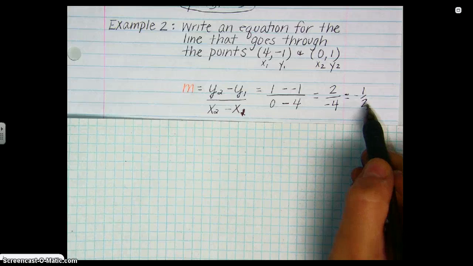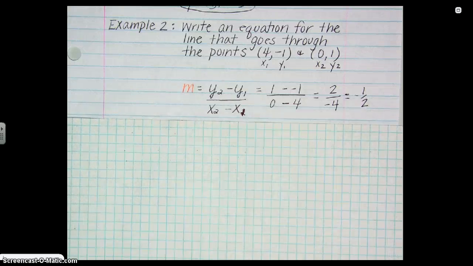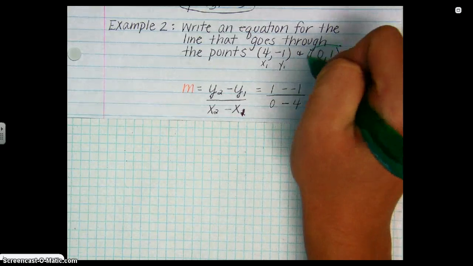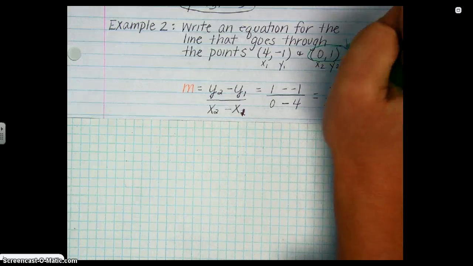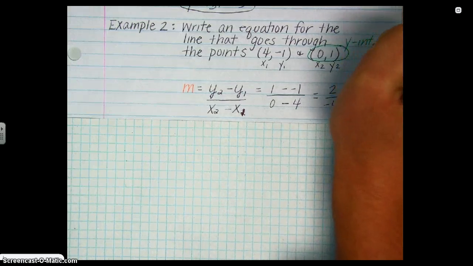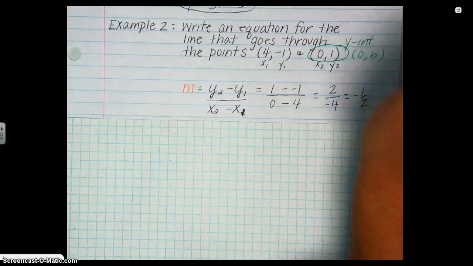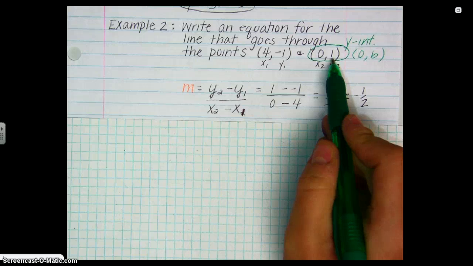We're going to use that in our equation. But we also need our y-intercept. Well, remember, the y-intercept is always a point where x is 0. So look at this point right here. This point has x being 0. So this is our y-intercept, which always, again, has the coordinate (0, b). So our b in this case is 1.